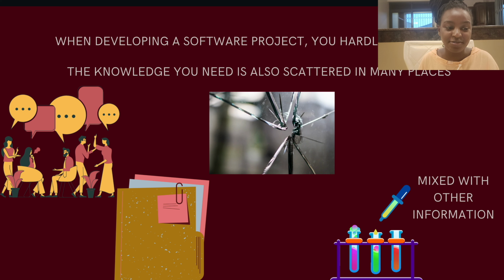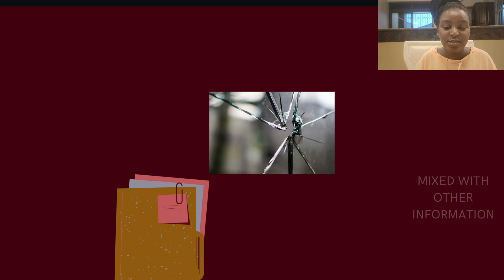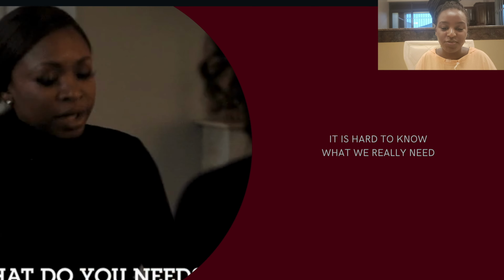When developing a software project, you hardly know enough. The knowledge you need is also scattered in many places. It can be in people's heads, it can be lost, like, let's say a fire happened and we lost a lot of documents. It can be mixed with other information. It can be in files that we can't easily reach, or we do have the files but we don't know exactly where this information exists. And of course, also getting it from the brains of people and not knowing who to get this information from. It's scattered. So what you're trying to do is bring all this information together.